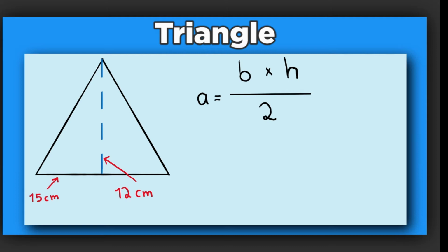To find the area of the triangle, we use the formula A, or the area, is equal to B, or the base, multiplied with H, or the height, divided by 2. We are going to replace them to find the area. So first we replace the B or the base with 15 because that is our base. Then we replace the H or the height with 12 because that's our height.